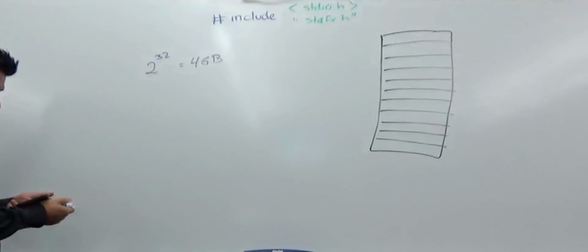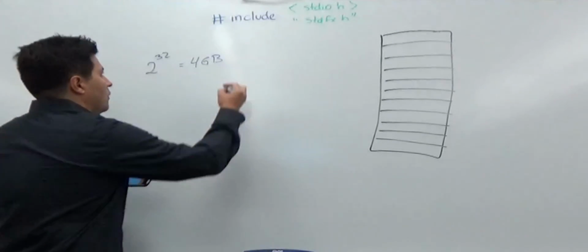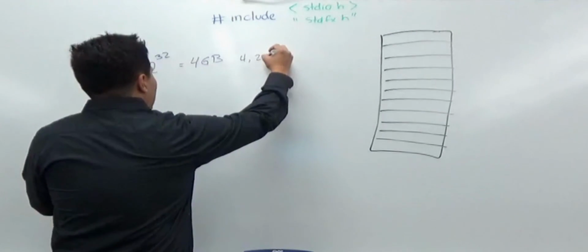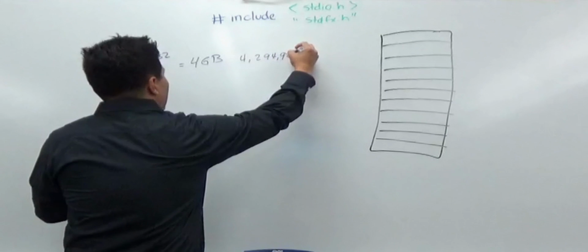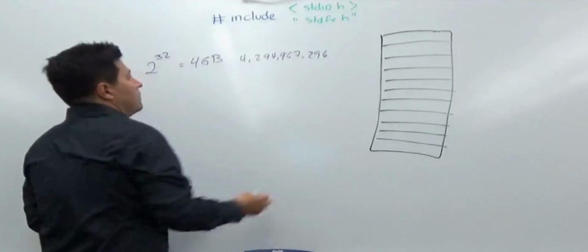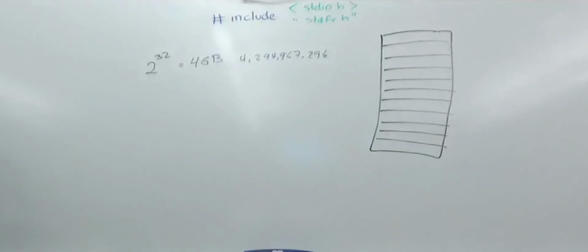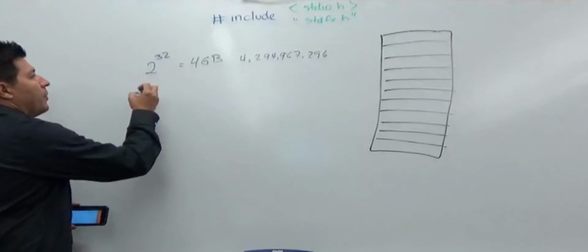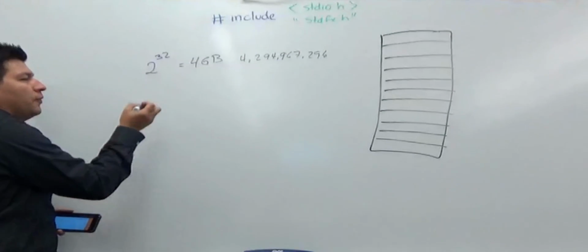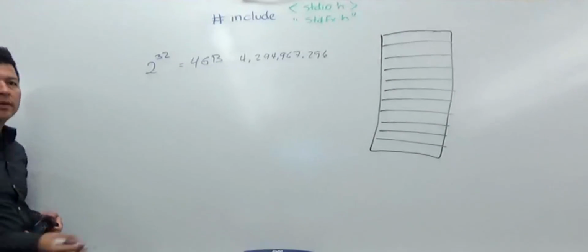2 to the 32 is 4,294,967,296. So that's the max RAM you could have. We said 4 gigabytes because we rounded.